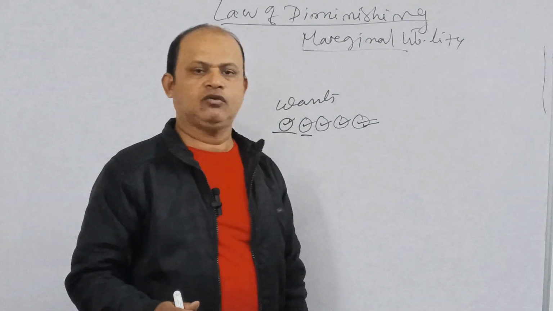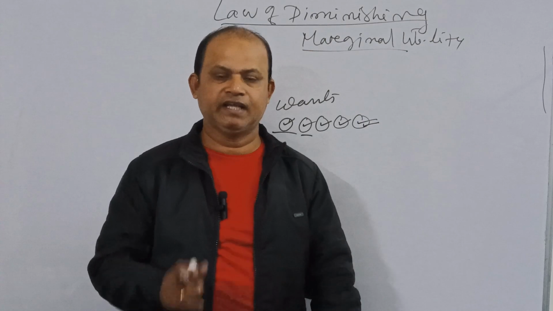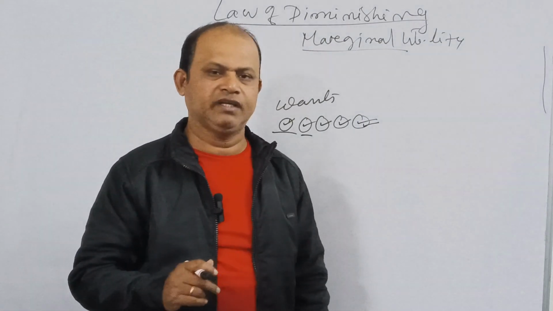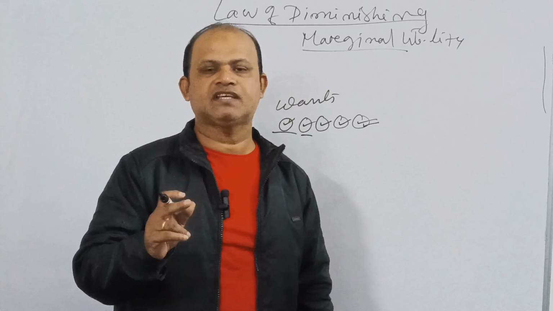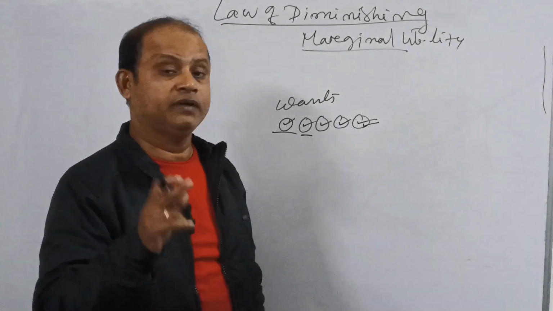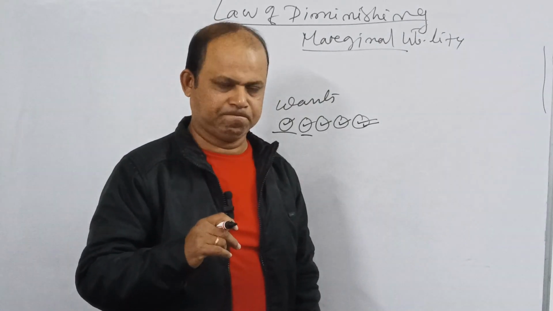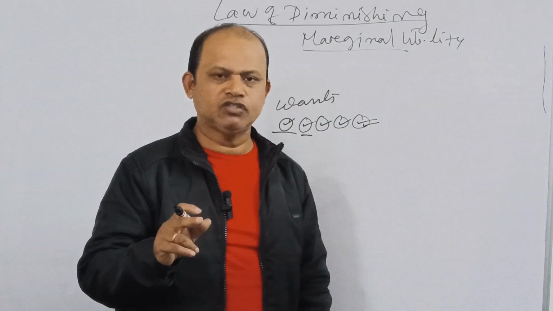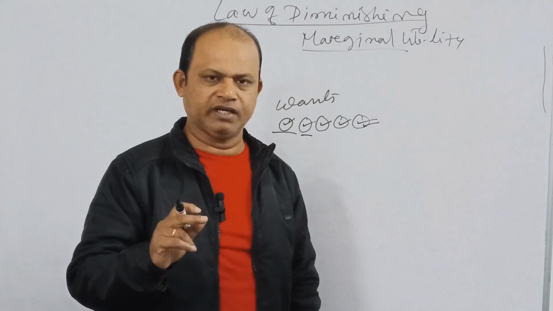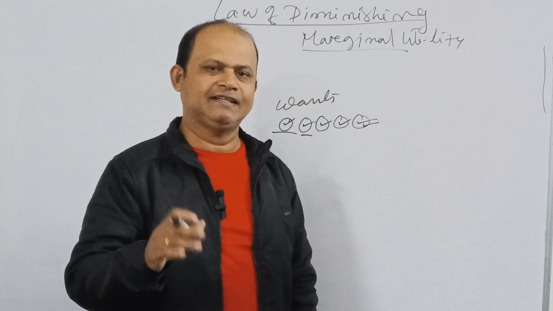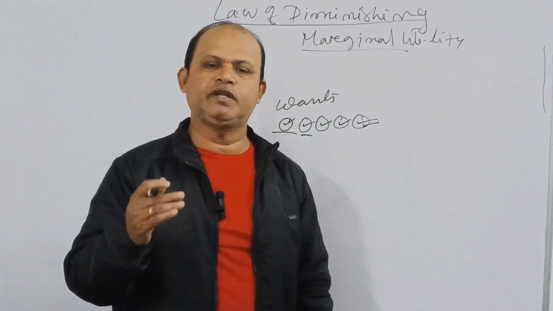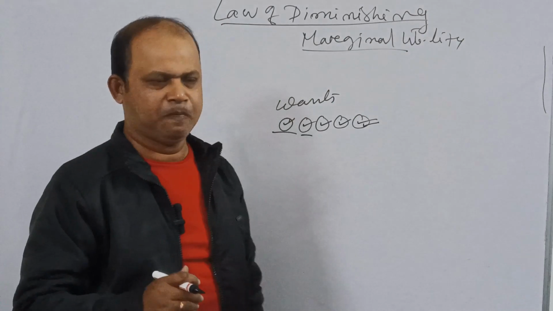So the law says that if a consumer consumes more of the same commodity, the utility derived from each successive unit will decrease with the increase in consumption of that commodity. In simple words, if you consume the same commodity again and again, whatever satisfaction you get will be lesser than the earlier one. That is the law of diminishing marginal utility.